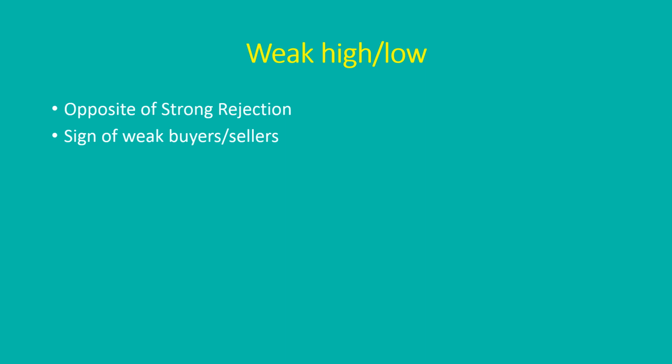In this part, I'll be talking about weak highs and weak lows. Those are kind of opposites of the strong rejections which I covered in the previous part. So let's imagine that this is some price action, price is going sideways, and then, for example, it creates a low, and then let's say it goes upwards again.